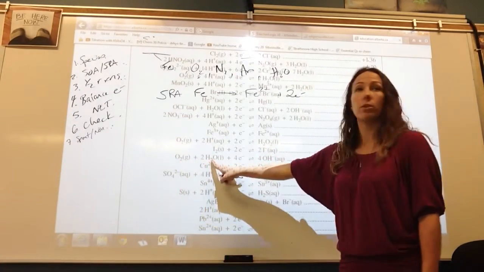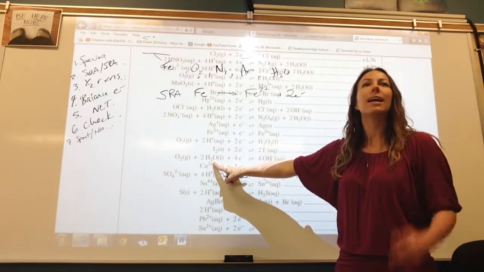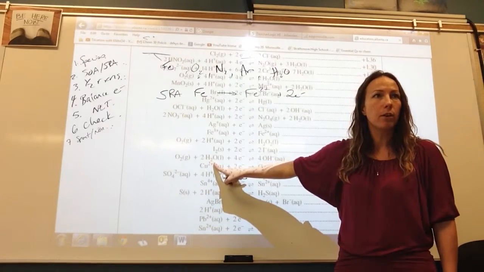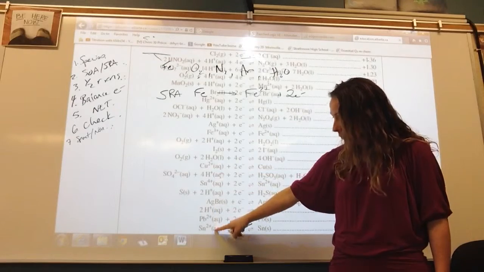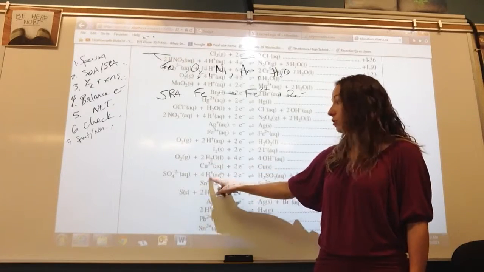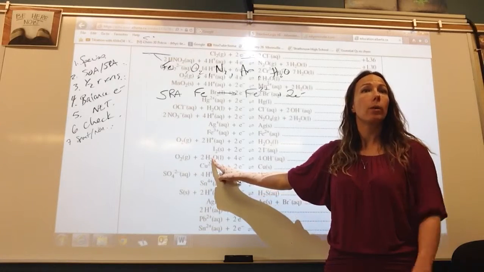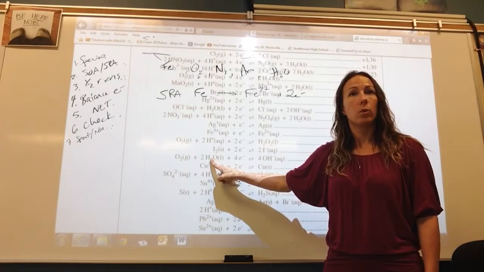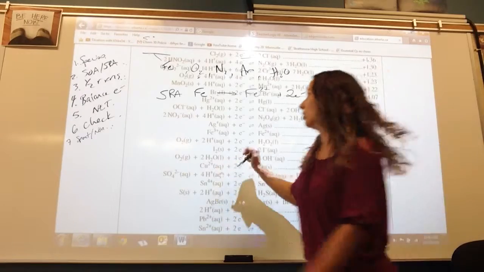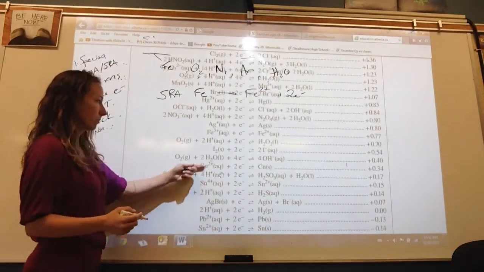Oxygen and water. Can I use that one? Yeah. Is that higher than water by itself? Right? If you find water by itself, it's further down there, right? Yeah. So this is a stronger oxidizing agent than the water by itself. So we write this one down. Does that make sense?